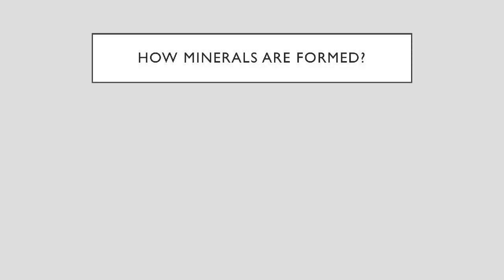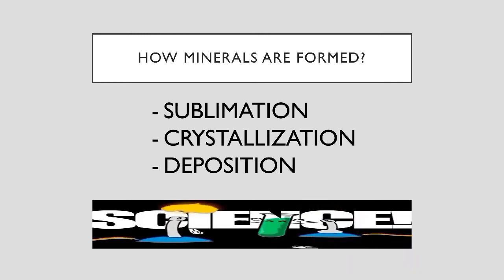Keep in mind that most minerals are found within rocks. So many minerals are formed when those rocks are formed. Minerals can be formed in a few main ways: sublimation from volcanic gases, crystallization of lava or magma, and deposition or evaporation from aqueous solutions. Sublimation is the process of going from a gas directly to a solid.